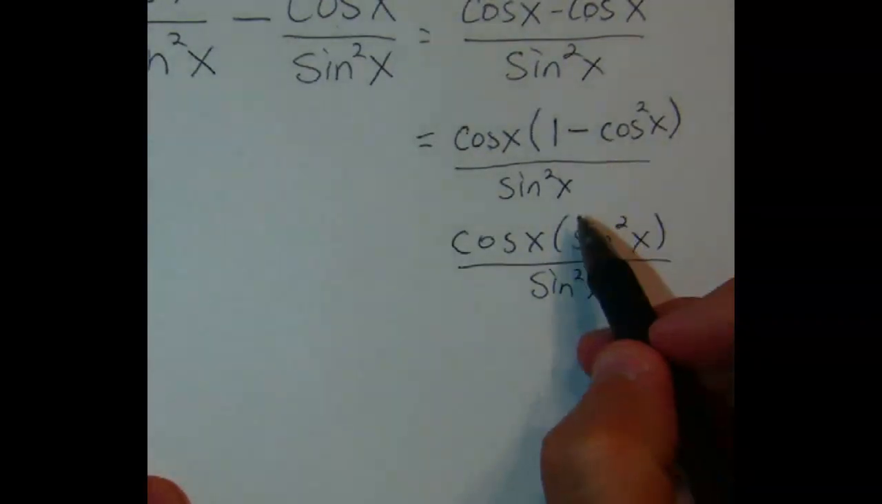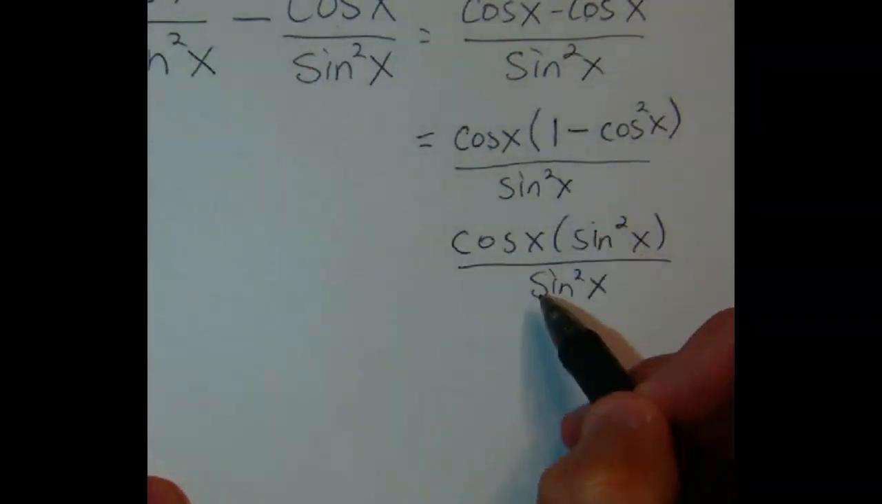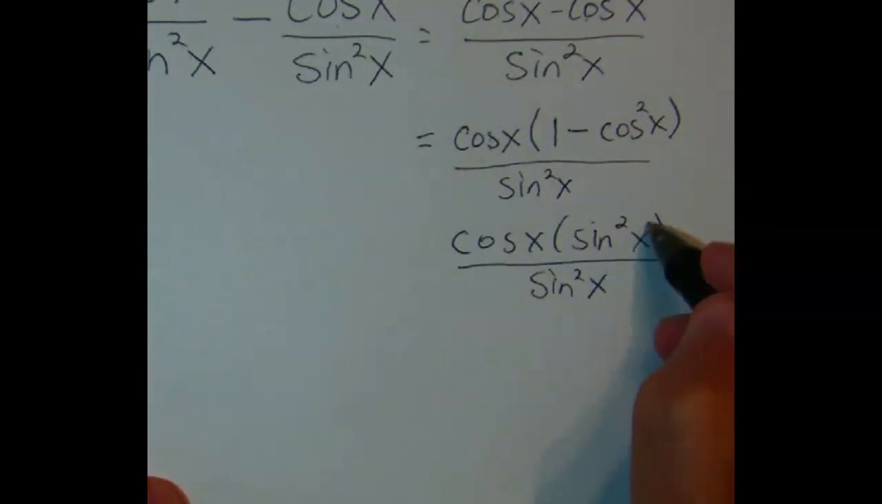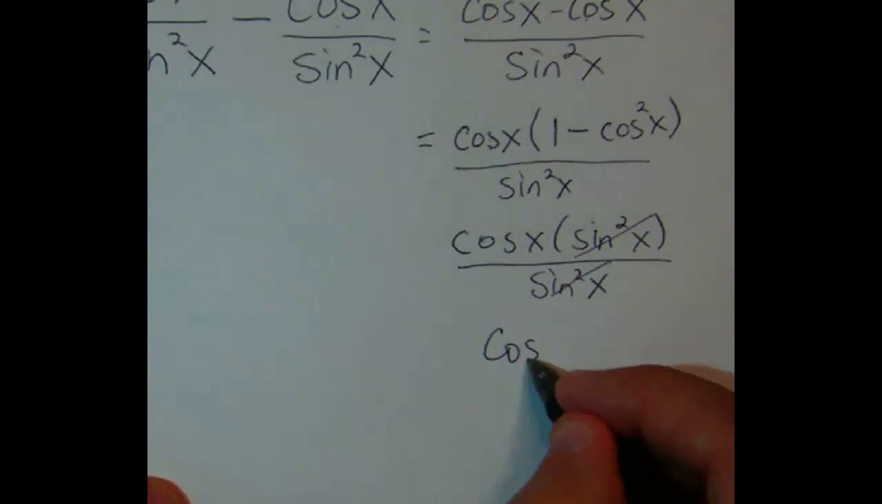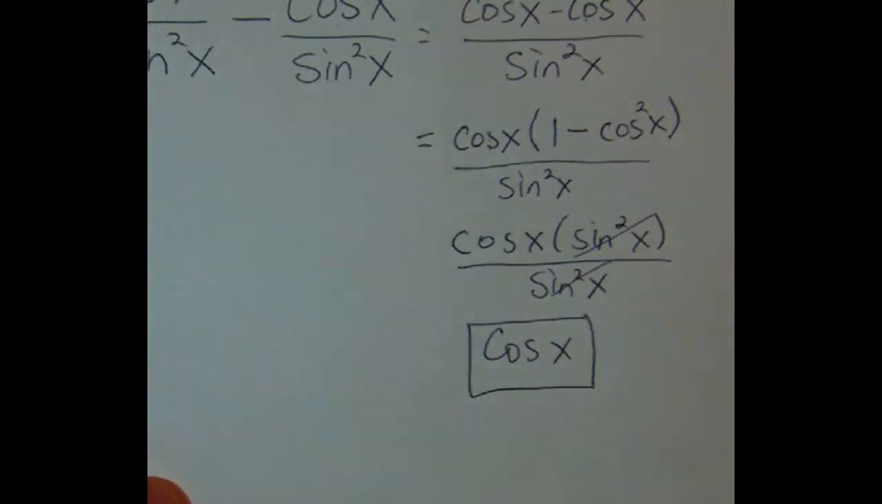Since we have a sine squared x in the numerator and a sine squared x in the denominator, we can cancel these two out. So cosine x would be your answer. Simple. Now let's look at one other example that you're going to encounter.